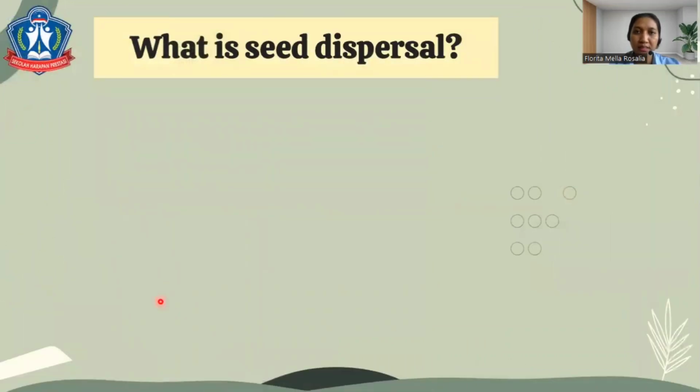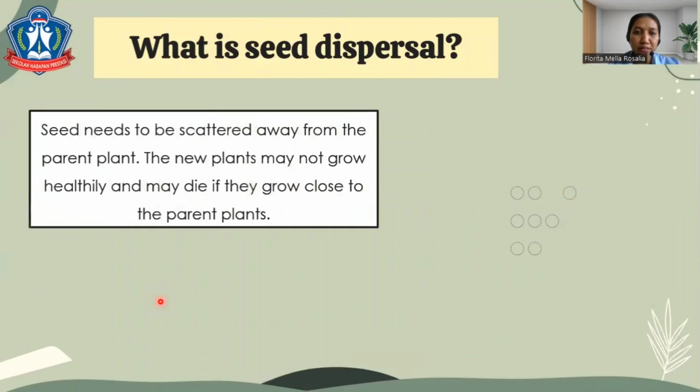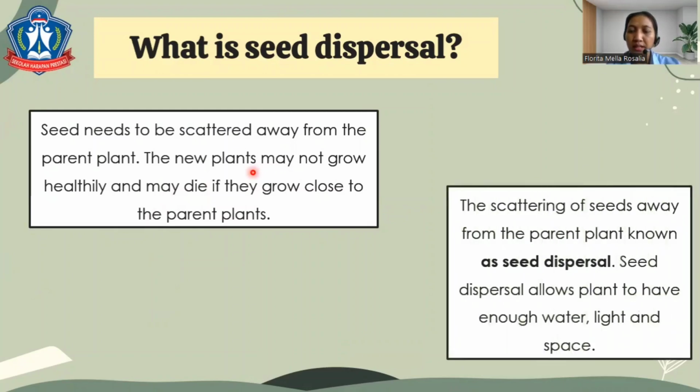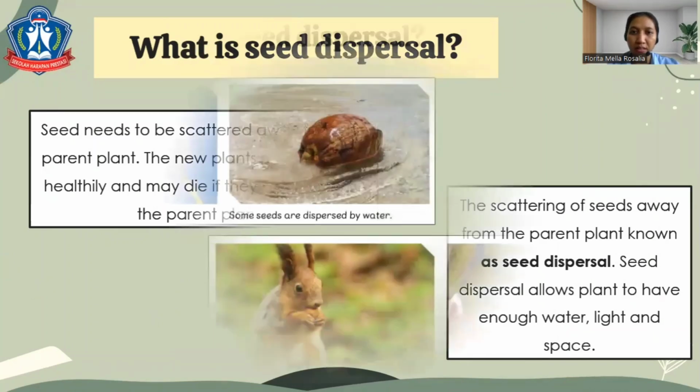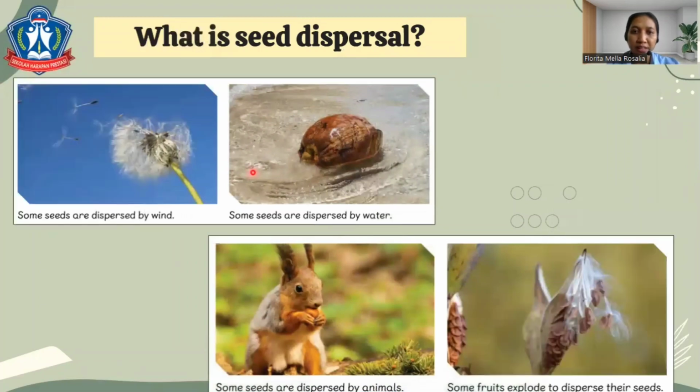And what is seed dispersal? Seeds need to be scattered away from the parent plant. The new plants may not grow healthily and may die if they grow close to the parent plants. The scattering of seeds away from the parent plant is known as seed dispersal. And seed dispersal allows plants to have enough water, light, and space, so they can grow bigger and healthily.